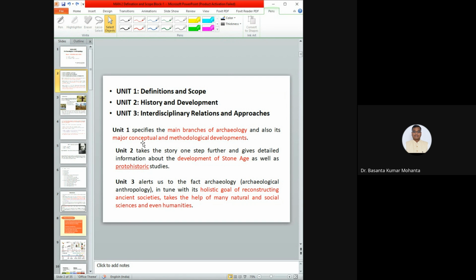And in a similar way, the last unit, that is the interdisciplinary relations, which is used to analyze the holistic goals of reconstructing ancient societies, ancient culture, with the help of different subjects from the various disciplines.